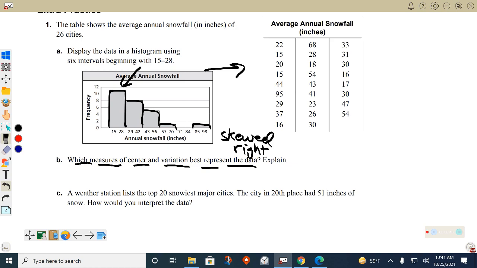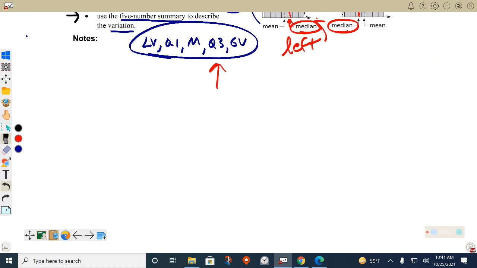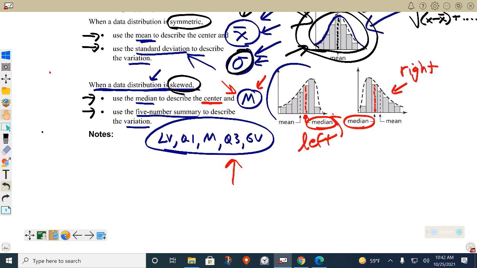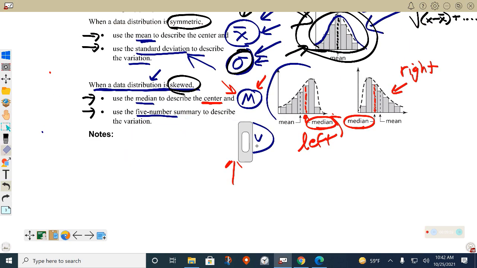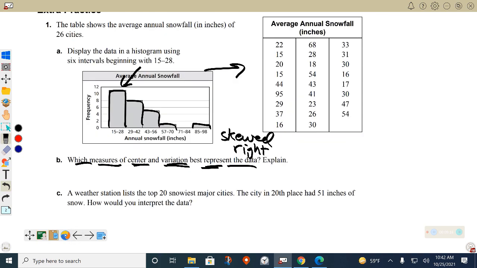And so it's asking which measures of center and variation best represent. Well, I just got through explaining that right here. If it's skewed, then the median, here we go. If it's skewed, then the median describes the center and the 5-number summary describes the variation. That's our answer. Which measures of center and variation best represent the data? The median and 5-number summary. That's the answer.